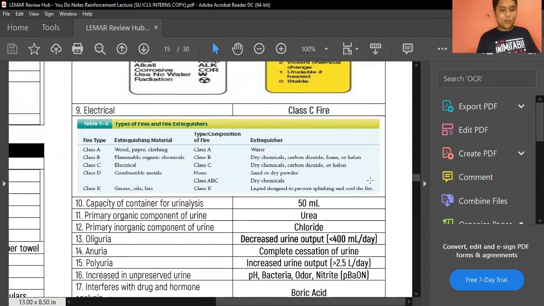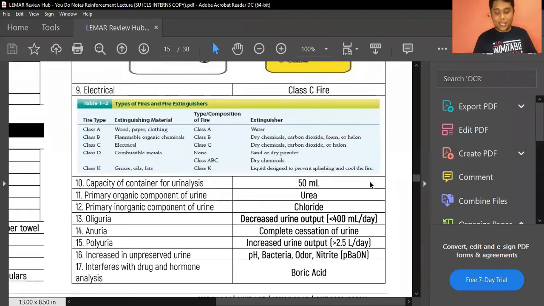But the volume needed is about 10 to 15 ml, or an average of 12 ml. Primary organic component of urine, of course, it's urea. And primary inorganic, wag na mag-isip, it's chloride. Alright? Take note of that. Oliguria, decreased urine output, less than 400 ml per day.